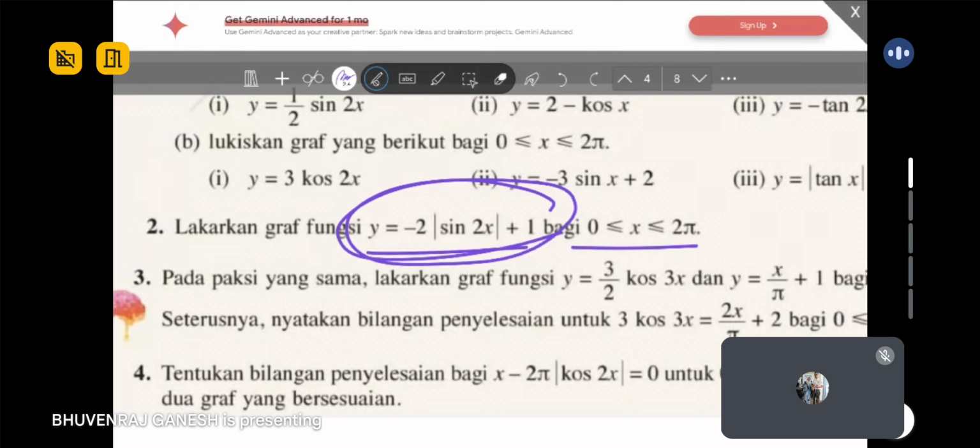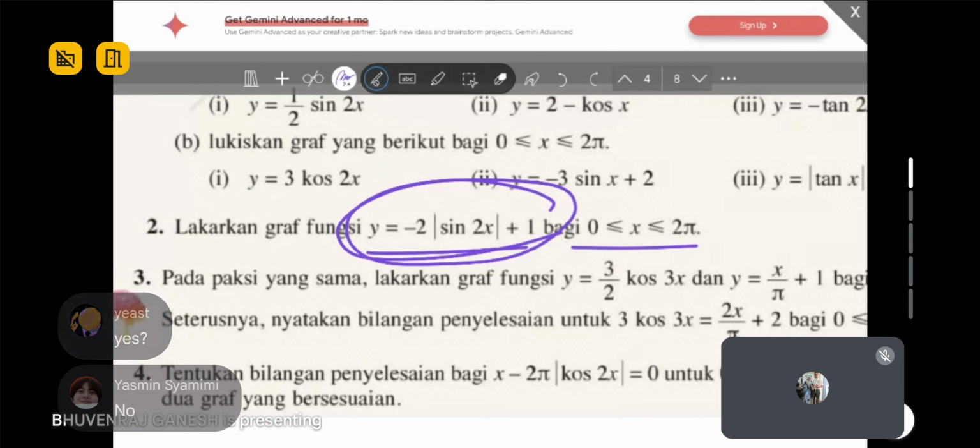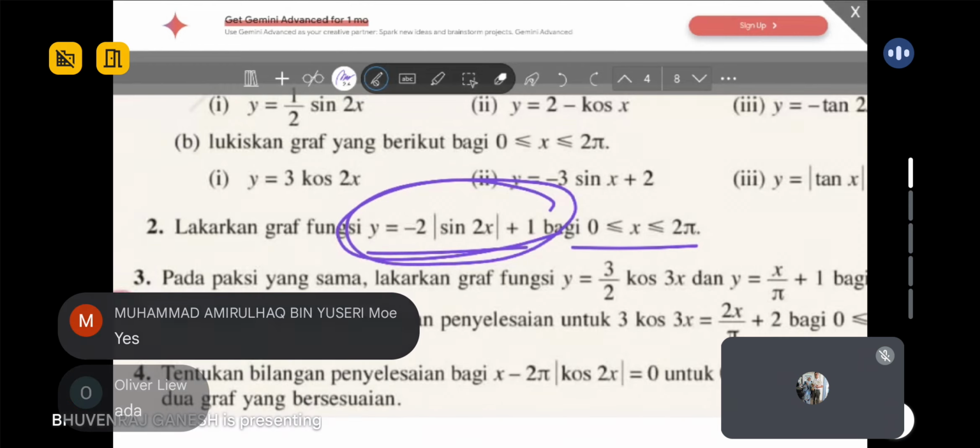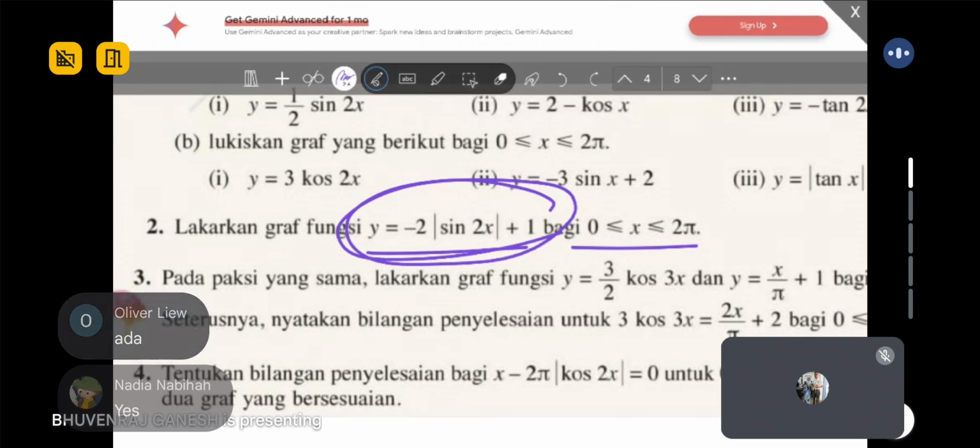Hanya satu orang jawab. So do you think I have negative value or not for this graph? Ada nilai negatif ke tak? Yes or no? Okay. Got two no. Sama-sama. Lagi orang? Come on. I need to see your spirit. Okay. Okay, so the answer is yes, guys.